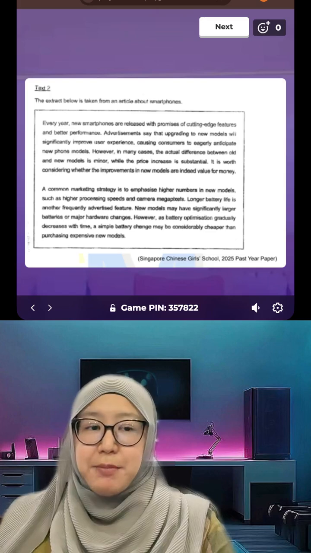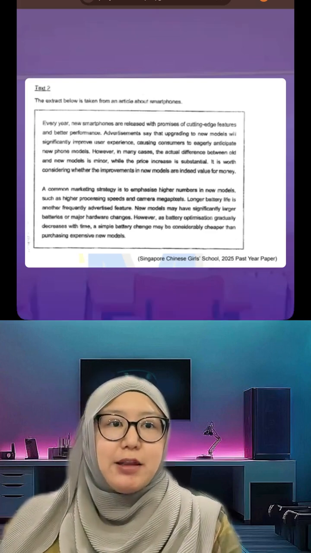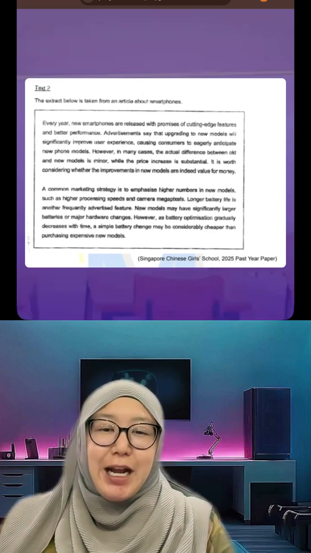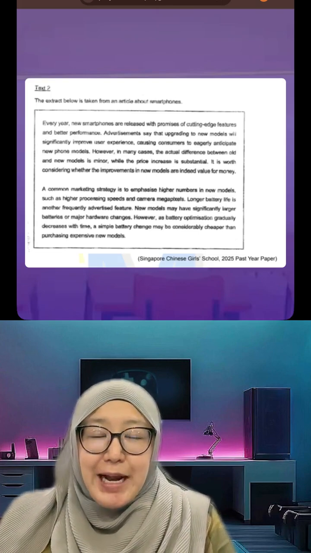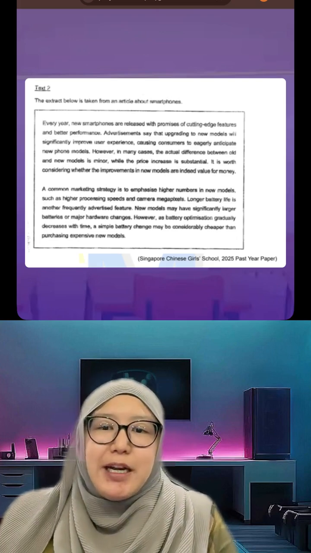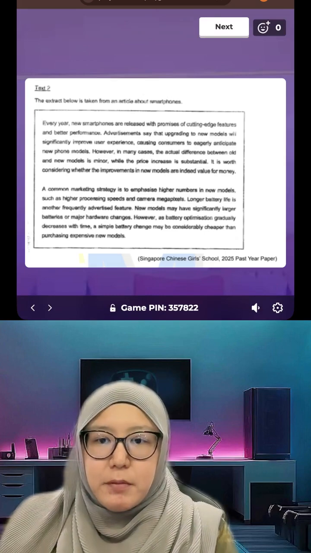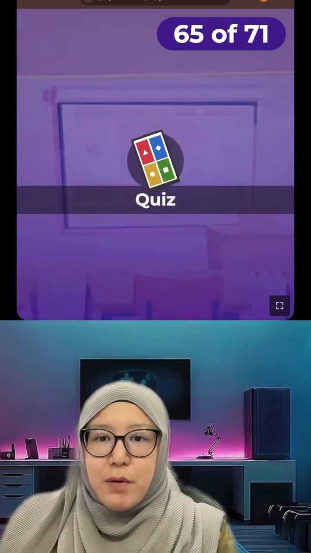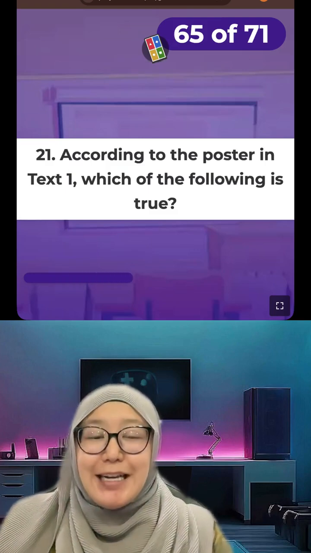Do you agree with the statement? Do you agree with text 2, or do you prefer to get a new phone, but the changes from your old phone to the new one are very, very minor? What do you think? Now, let's answer the question.